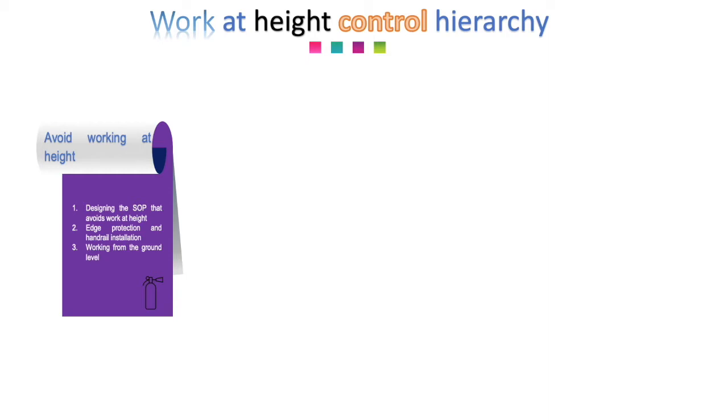The second point comes here: the edge protection and the handrail installation. So we can protect our workers by installing the edge protection and handrail installations. Number 3 is working from the ground level. So we can use some equipment or some aiding device to work at height, keeping the workers at ground level.